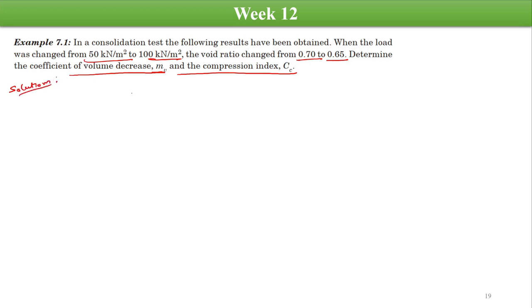For that, as we note here, the e naught is 0.7, then the e1, after the change in the load, is 0.65. The sigma naught bar at first loading was 50 kilonewton per meter square. Then it has been changed to 100 kilonewton per meter square, right? So first, let's say we determine the coefficient of compressibility.